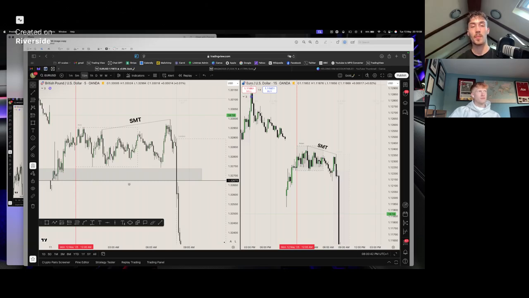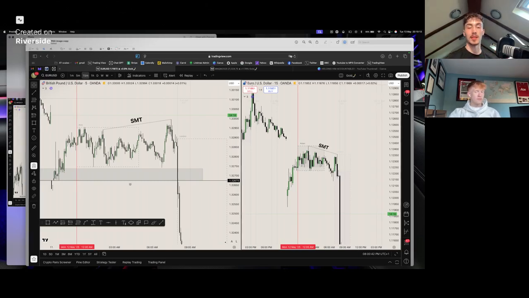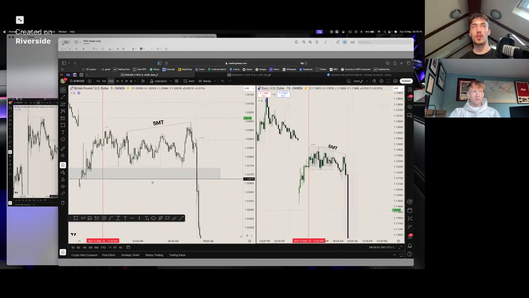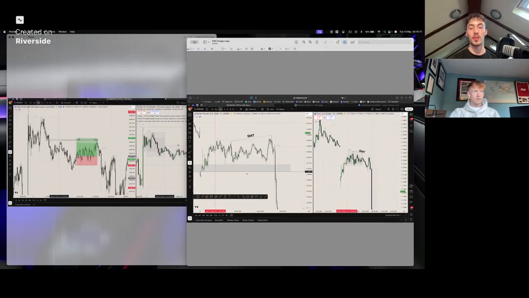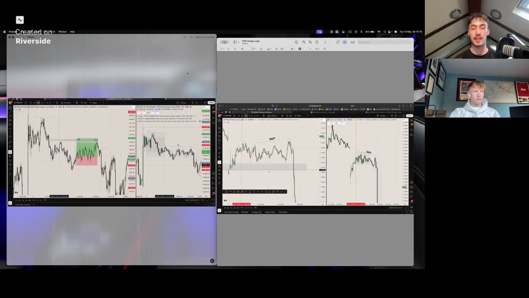The way me and Tom would use them, we wouldn't be using them in this scenario, but just to show you, we use them as a confluence. That means we don't necessarily just see an SMT and enter. We see that SMT, wait for something else to happen, and then enter. So for us, it'll be that fair value gap.